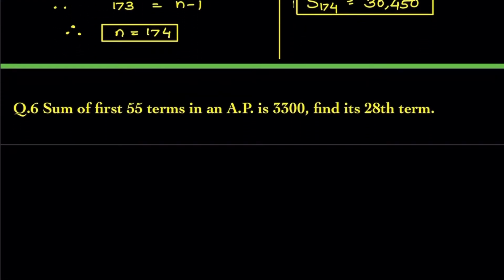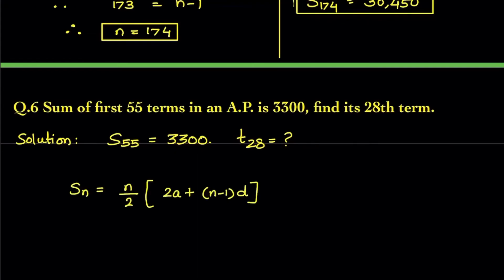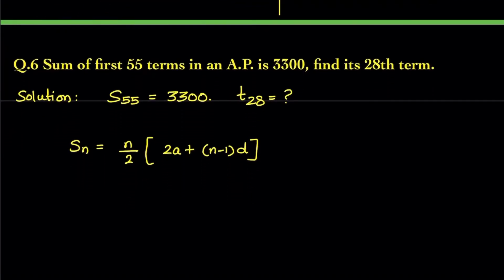Now next, question number 6. The sum of the first 55 terms in an AP is given as 3300; find its 28th term. Okay, so here the sum is given, so S55 is 3300 and T28 is to be found. So write the formula Sn equals n by 2 into (2a plus (n minus 1)d). I have taken this formula because to find T28, the formula for tn is a plus (n minus 1)d, so we should know the values of a and d.